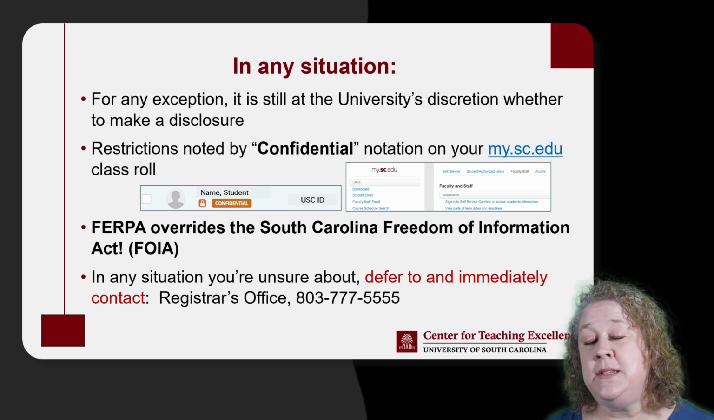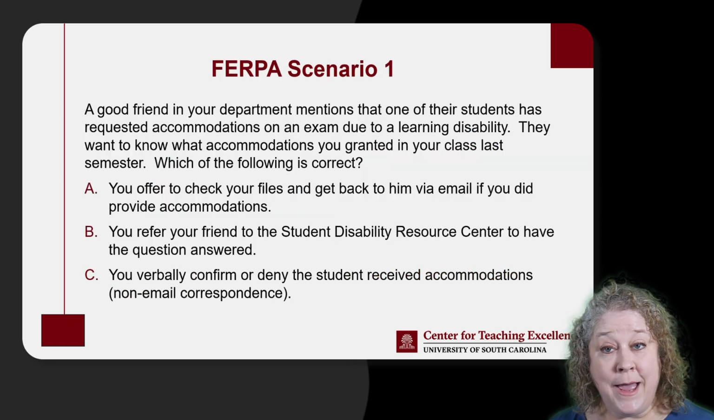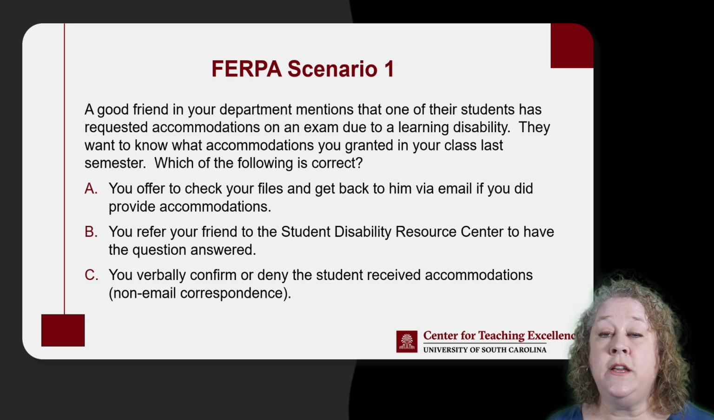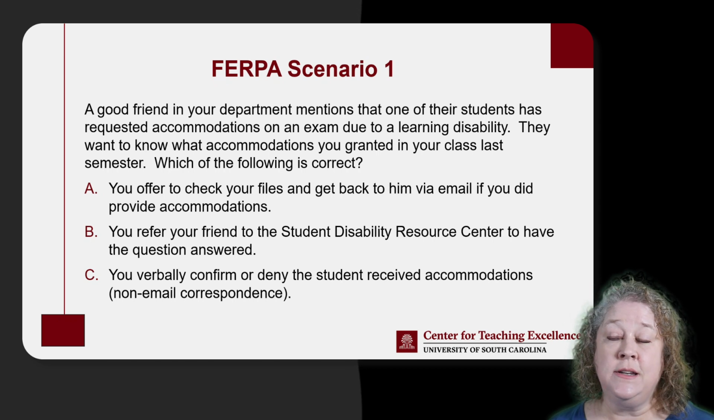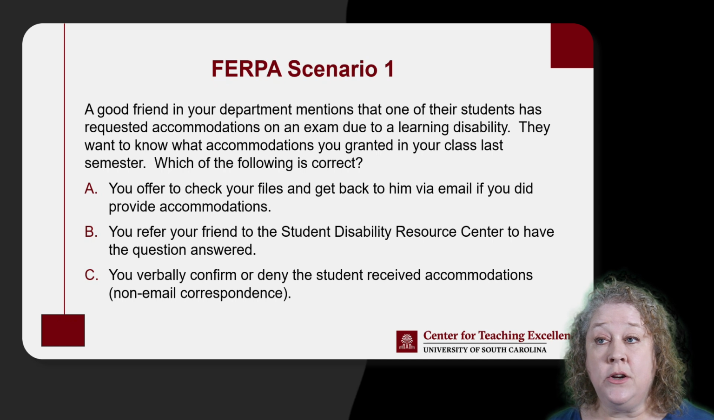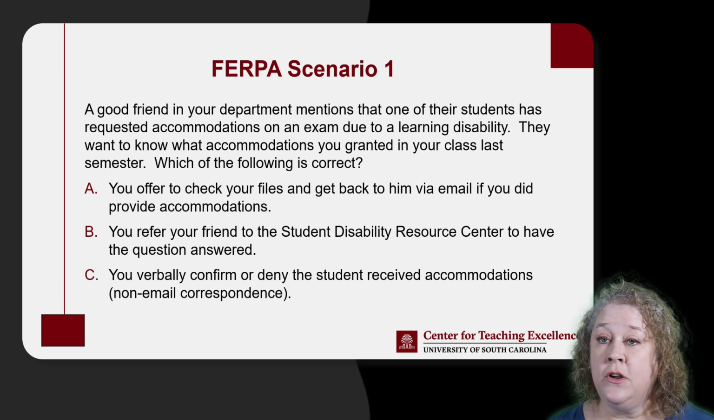So let's do some scenarios. These are all scenarios that have happened, may happen, may be someone that you know has this situation happen. So you have a good friend in your department who mentions that one of their students has requested accommodations on an exam due to a learning disability. They want to know what accommodations you granted in your class last semester. Which of the following of these is correct?